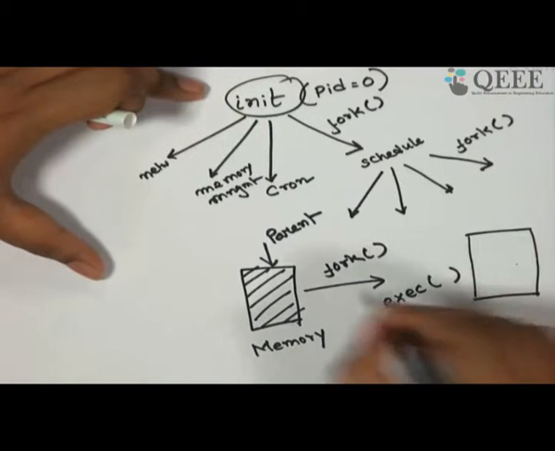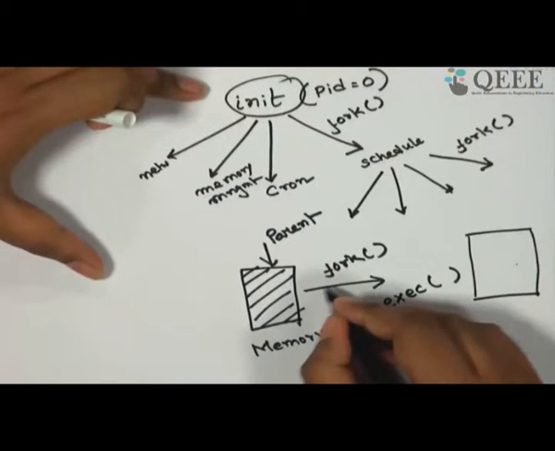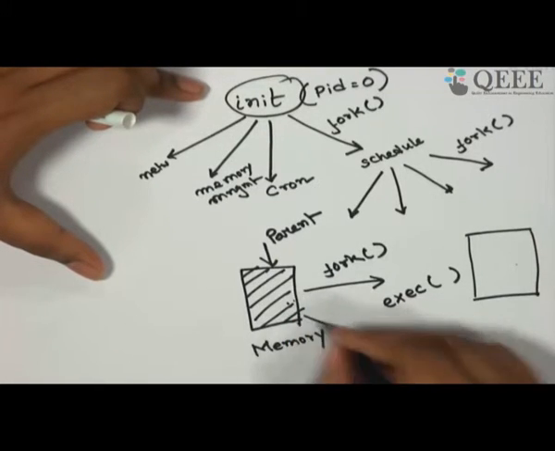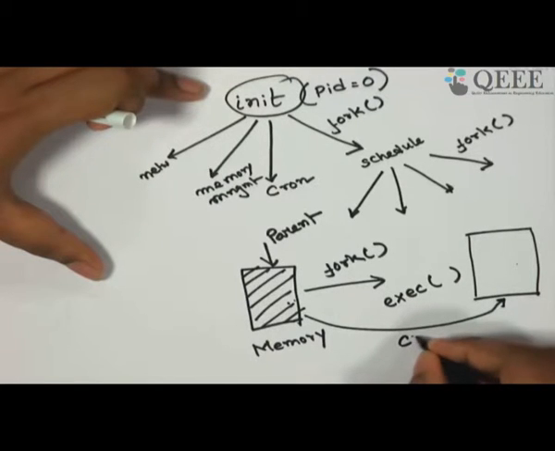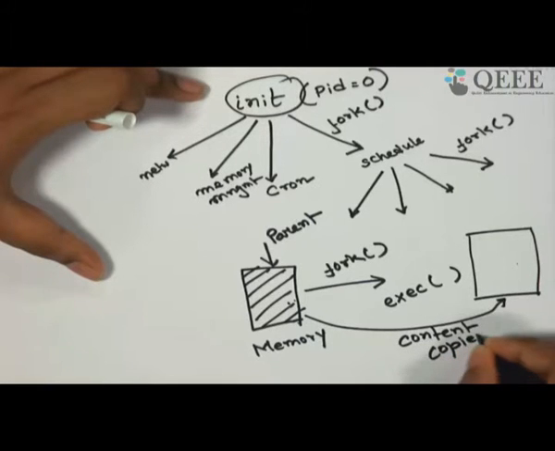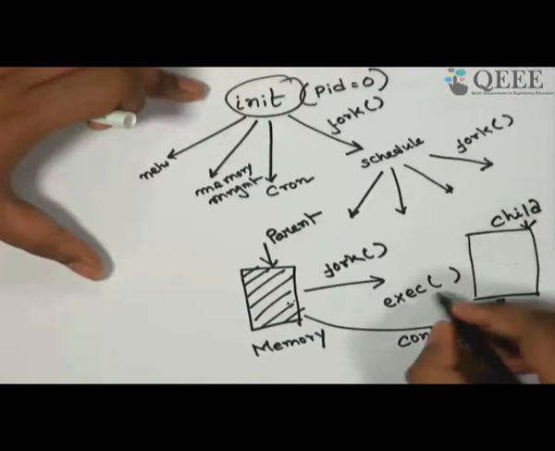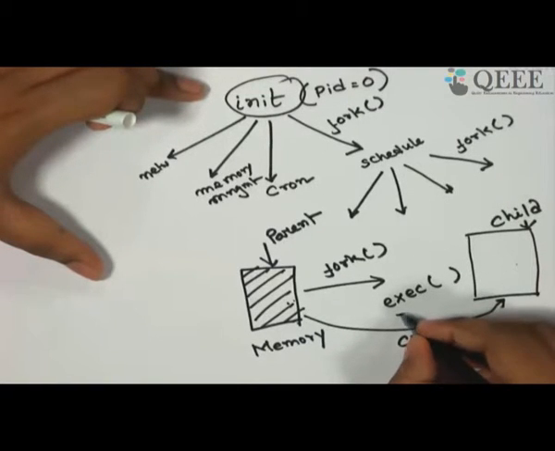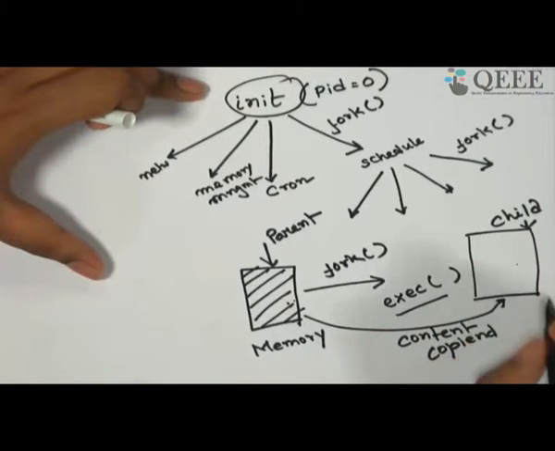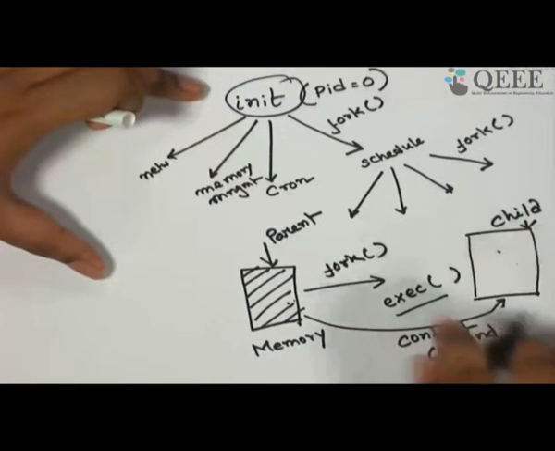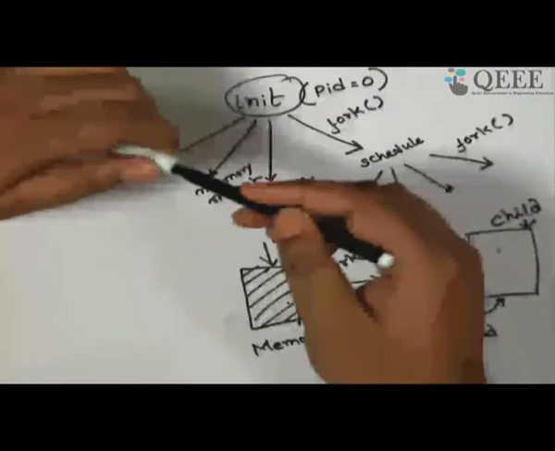So initially, whatever the content of the memory space for the parent process, that complete content will be copied to the memory space which is allocated to the child process. Then you can use the exec system call to load a different program inside the child memory space. In that case, the content of the child memory space will be different from the content of the parent's memory space.